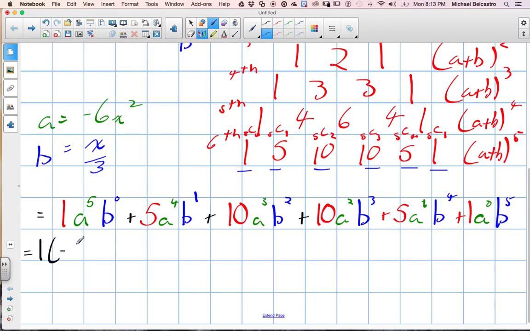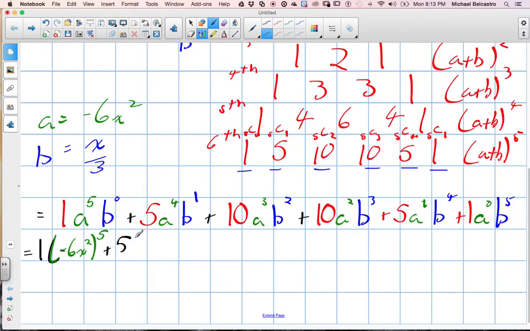So a is negative 6x squared, to the power of 5. The b term is unimportant. B to the power of 0 is 1. So I've already got my first term. I'm going to have to expand that and figure out what that is, but we can do that next. We'll just fill in our spots.